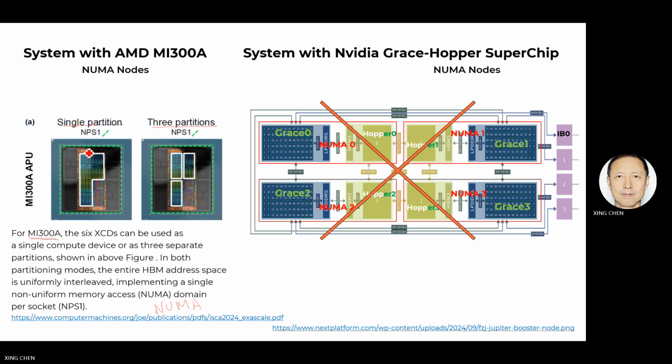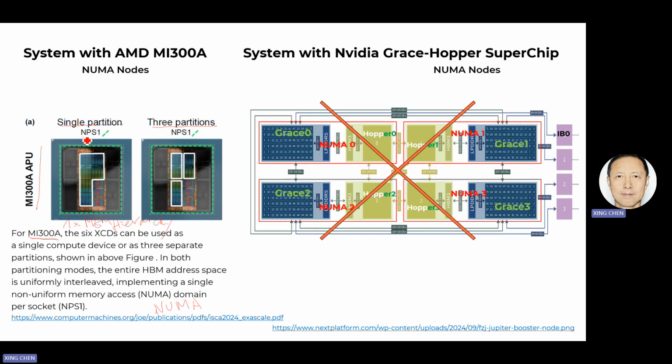So for the MI300 APU, we have been discussing that it has just one memory hierarchy shared by all the XCDs, all the CCDs, everything is sharing the same memory hierarchy. So it doesn't matter if you have only one partition or three partitions, because whatever the partitions, they are going to share the same memory hierarchy. And at the end, the memory is going to define the NUMA domain because you are sharing the same NUMA domain. So you have always only one NUMA domain.